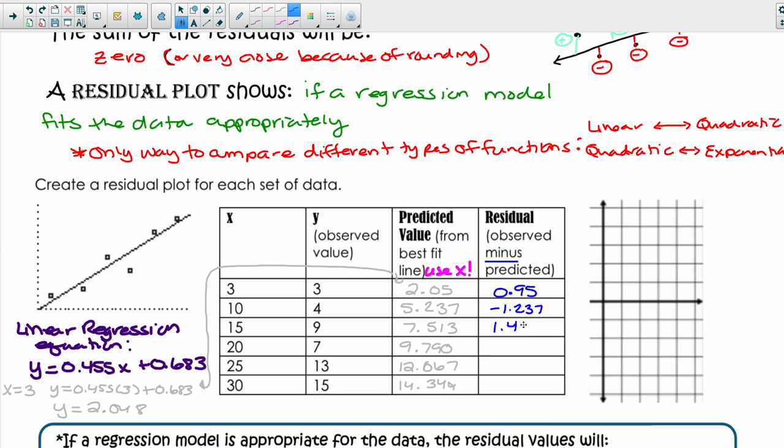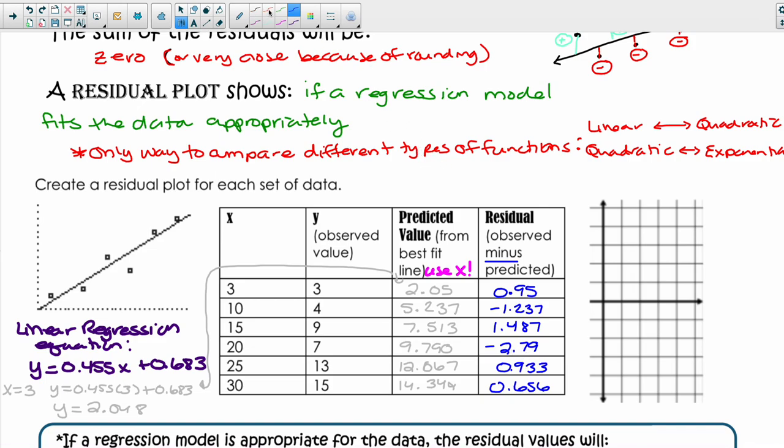We get 1.487. This next one, the data point is truly below what the predicted value is. So it's again below that line of best fit, so it's going to be a negative 2.79. And see, these are a little bit bigger compared to that first data point. The next one, 13 minus 12.067 is 0.933, which is below 1, so that's good. And then the next one, 15 minus 14.344, and we get 0.656. If we were to add these together, it should be close to 0. It might not be perfectly 0 because of the rounding.